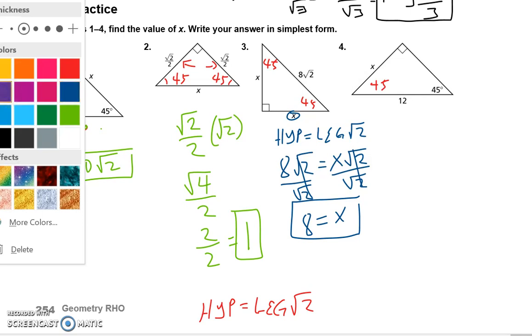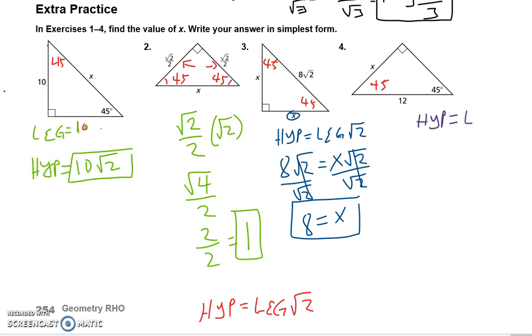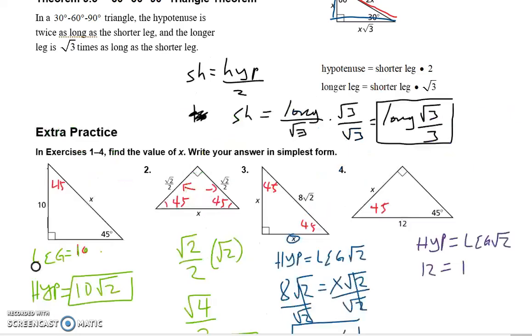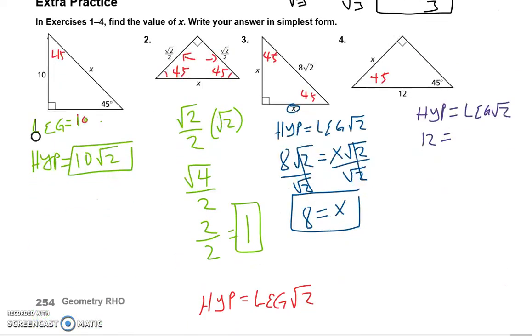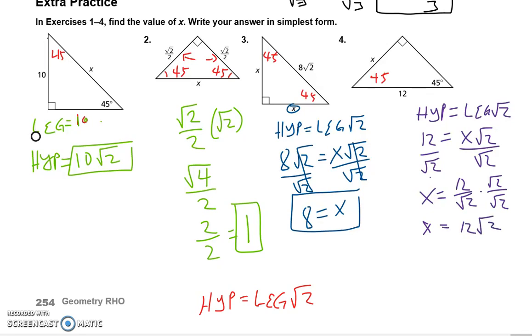Start with the formula. Height equals leg square root of 2. So height is 12 equals x square root of 2. So in this case, you'll divide by square root of 2. So x equals 12 over square root of 2. To get the fully correct answer, you have to do this, because you can't keep that square root at the bottom. So 12 square root of 2 divided by 2.